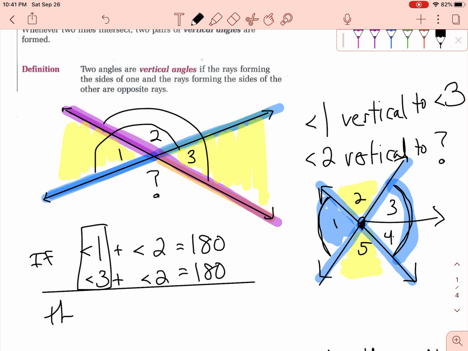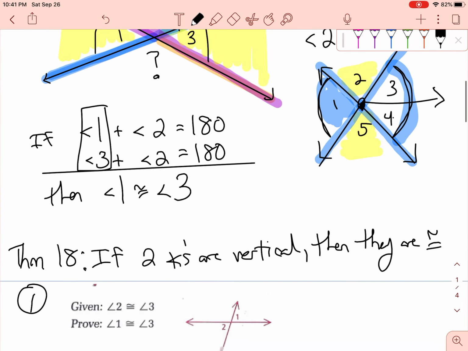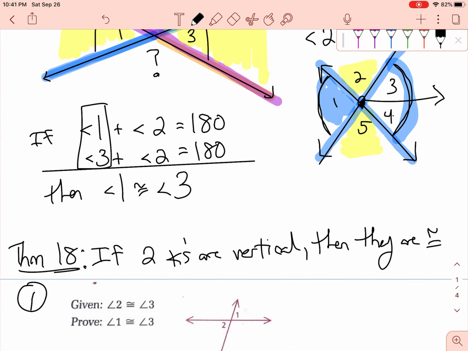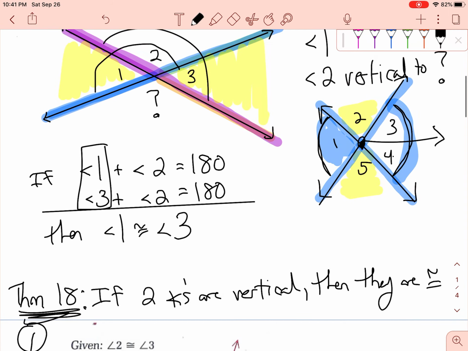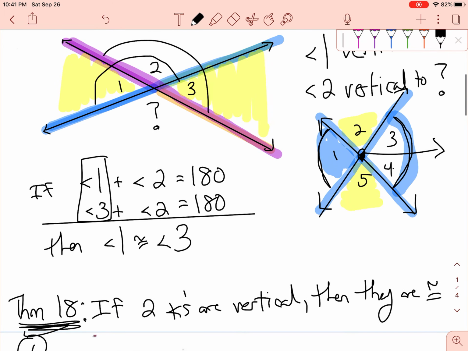then what has to be true is that angle 1 has to be equal to angle 3. Okay, that's kind of like the opposite of the substitution property. And this brings me to theorem 18 right here. If two angles are vertical, they are equal. They are congruent. So if angle 1 is 50 degrees, you know angle 3 is also 50 degrees.